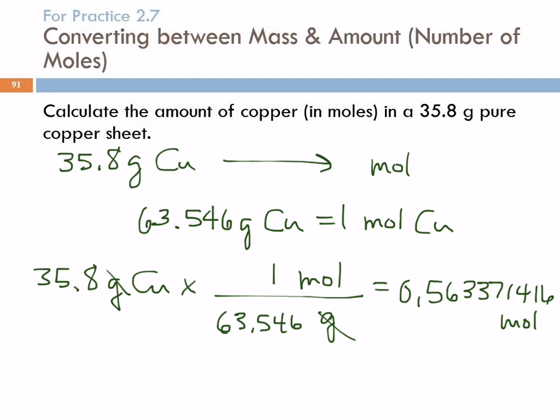How many significant figures should that have? 3. This has 3 sig figs. This has 5. Now, depending on what periodic table you're looking at, you might have one that's 4 or more. The number might be slightly different because as we learn more, we're updating the periodic tables. Use the one that you have. You do not want to round this. You don't want to write 64 down here for your molar mass of copper. You want to use whatever's on your periodic table. So 3 sig figs would be here, so 0.563 moles. Any questions?